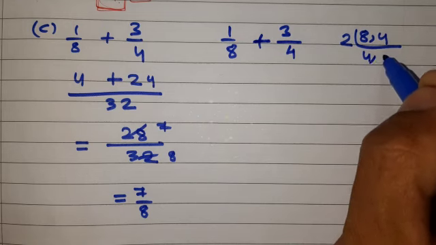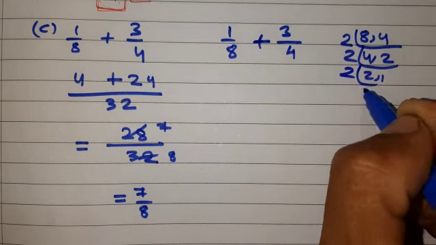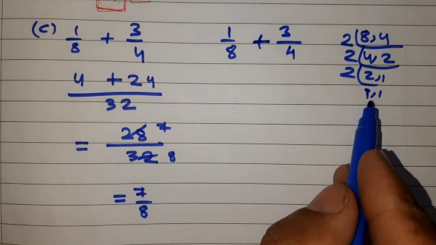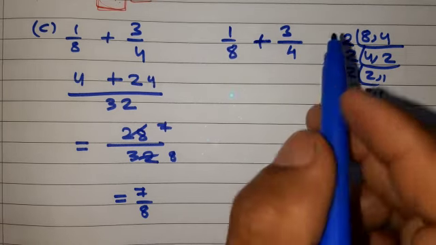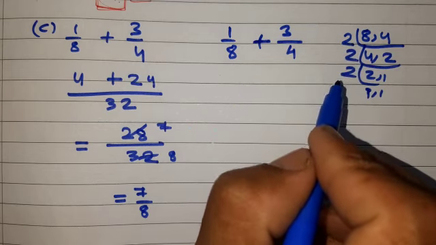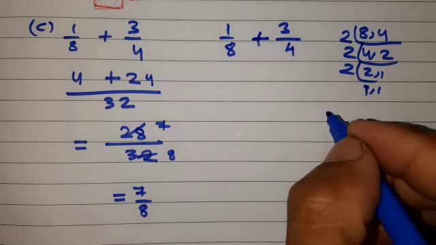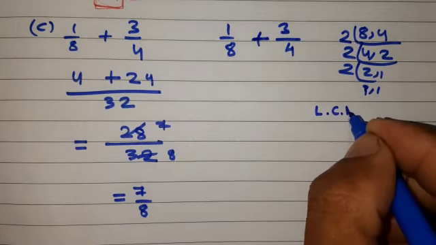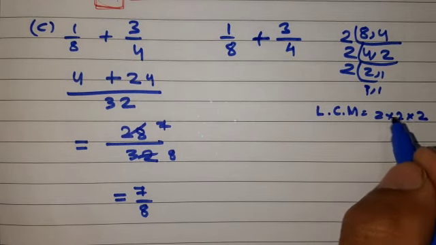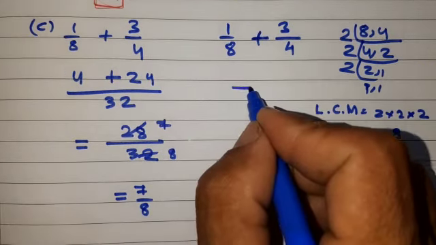2 divides 8, 2 divides 4, 2 divides 2, and we run until we reach the last factor, okay? Yes, sir. And the LCM will be 2 times 2 times 2, which is 8. You don't know yet? Yes, sir. The LCM is 8. So we use the same LCM.